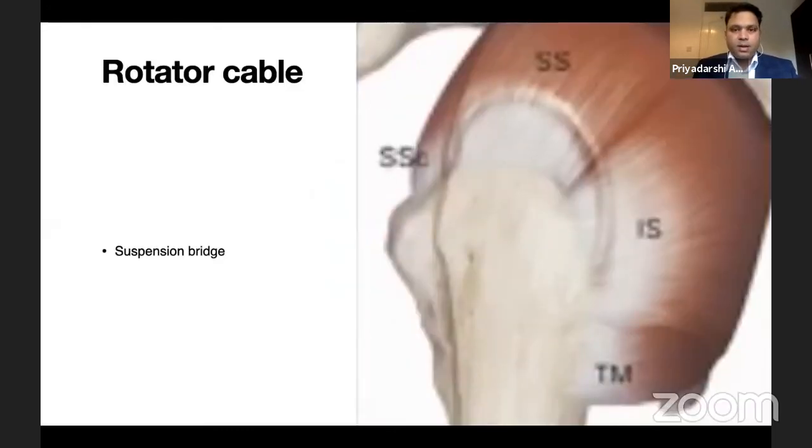Now, another important structure in the cuff tendon is the rotator cable, which is a fibrous sheath that extends from the coracohumeral ligament attachment onto the lesser tuberosity, goes around the supraspinatus whole width, and then courses through the partial width of infraspinatus and then inserts here. This has been named a suspension bridge in the rotator cuff, where it acts to dissipate the force couple along the rotator cuff tendons.